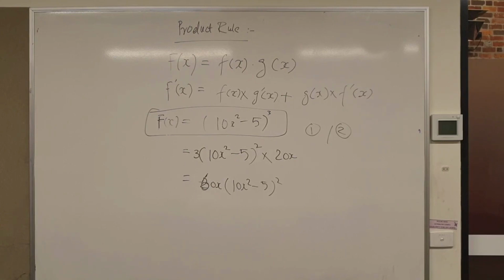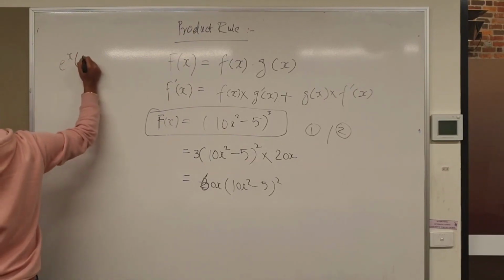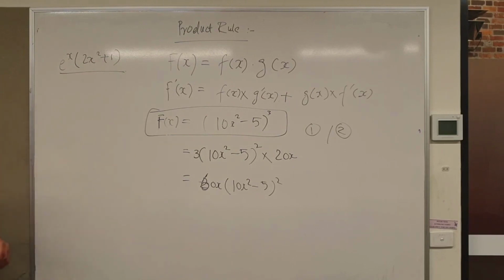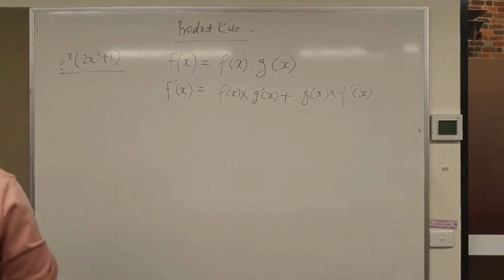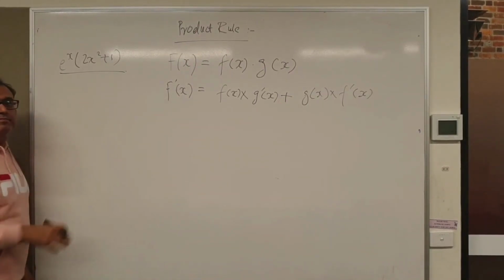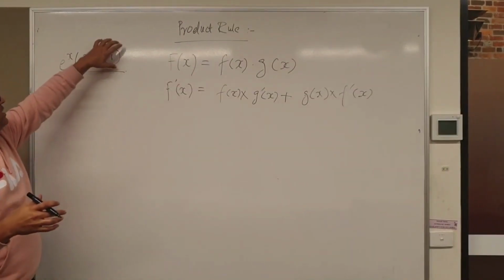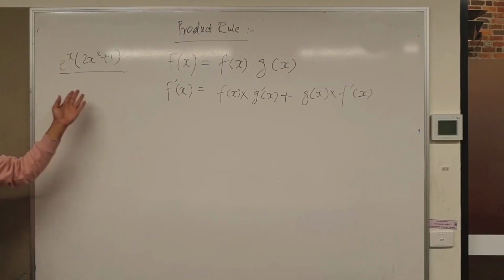Probably try this one: e raised to the power of x, times 2x squared plus 1. Can you find the differential? This should be straightforward. Why am I saying that we shouldn't be using the chain rule here? Because there's no whole power there, right? So you don't have anything here. So that takes off. This is a very, very simple question, right?